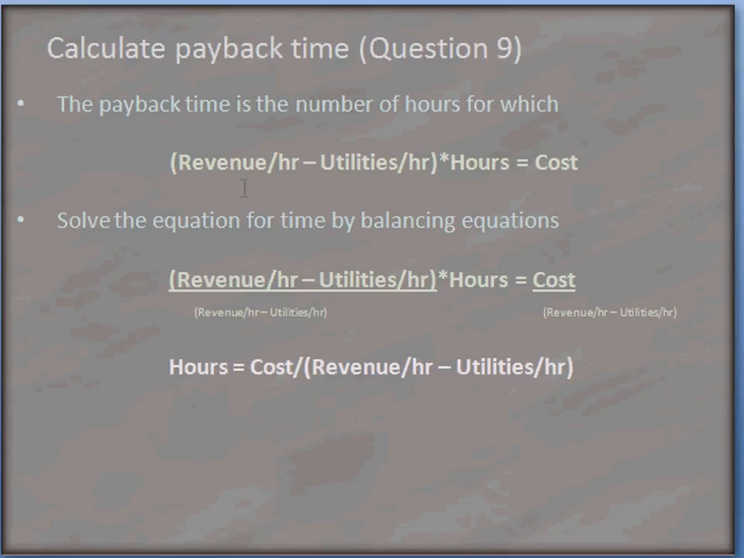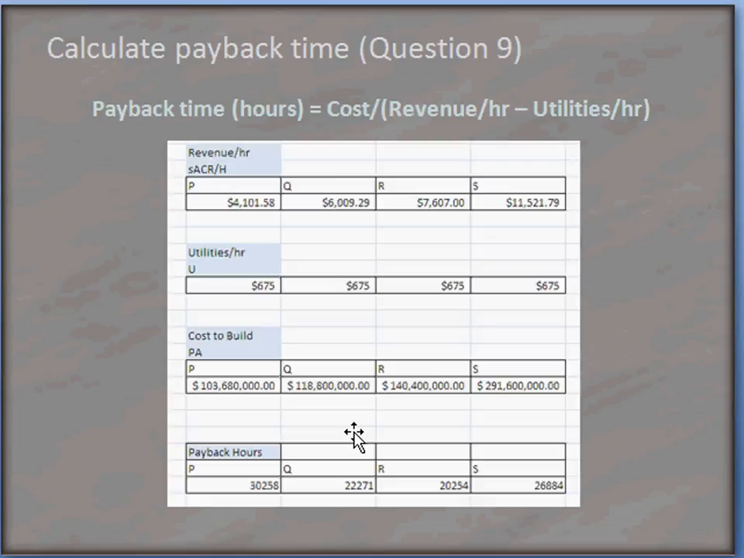The payback time is the number of hours, so we solve the equation that we wrote for the payback time for the number of hours. In order to do so, we divide each side of the equation by the difference between the revenue per hour and the cost of utilities per hour, or the profit. So the payback time in hours is equal to the cost of the reactor divided by the profit per hour.